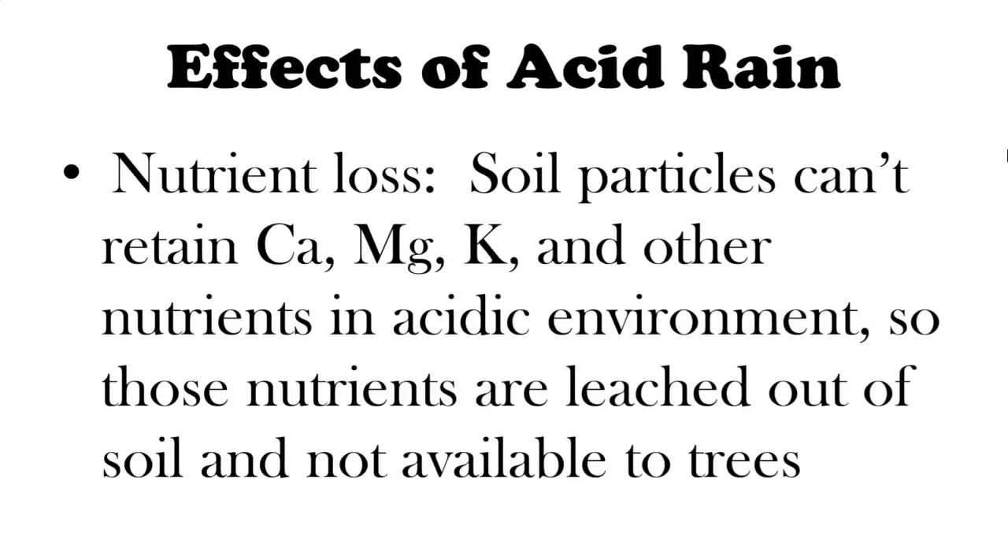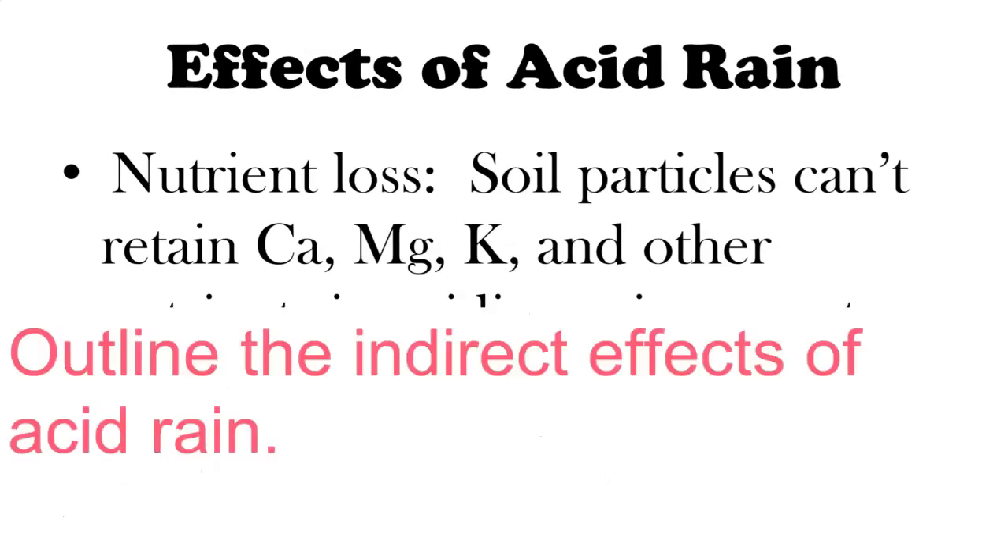Another indirect negative effect of acid rain is nutrient loss. So soil particles can't retain essential minerals such as calcium, magnesium, and potassium. Basically, these are essential to organisms that depend on these minerals in the soil, for example, plants and bacteria, because the acid rain increases the solubility of these ions, and it causes them to be leached out deeper into the soil, so they're not available up there by the surface where the plants and bacteria need them to grow. And we should make sure that we can outline some of these indirect effects of acid rain deposition.